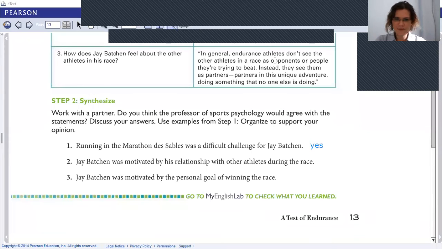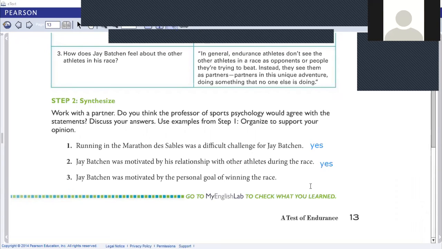Let's go to number 2. Jay Bashan was motivated by his relationship with other athletes during the race. Is that correct? Yes or no? Who can answer that one? Yes. Awesome. Can you tell me why? Because he doesn't think of other racers as the opponent for the race, but as a friend, I'd say. Awesome. Yeah, very good. As a friend, as a source of motivation, someone to share something with. Very good.